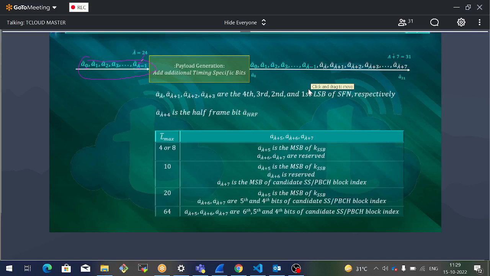Now, for these 24 bits, the physical layer will add some additional timing-specific bits. How many bits will it add? Another 8 bits it will add. So totally it will become 32.